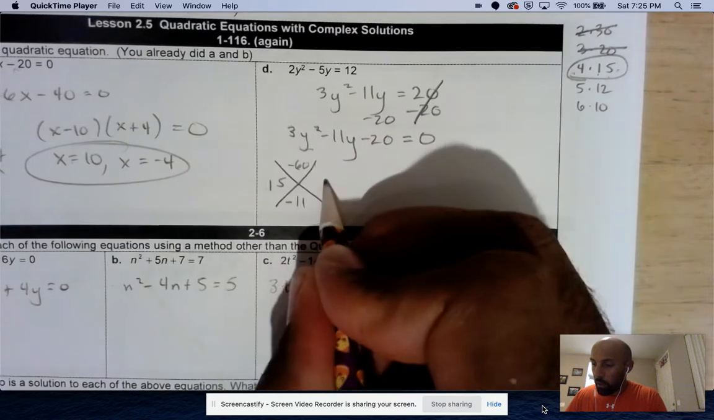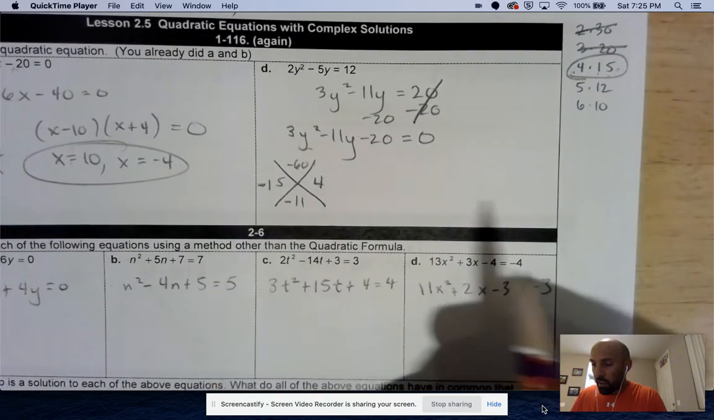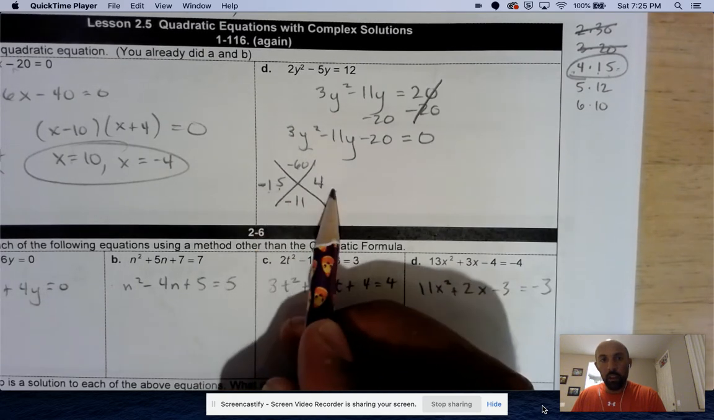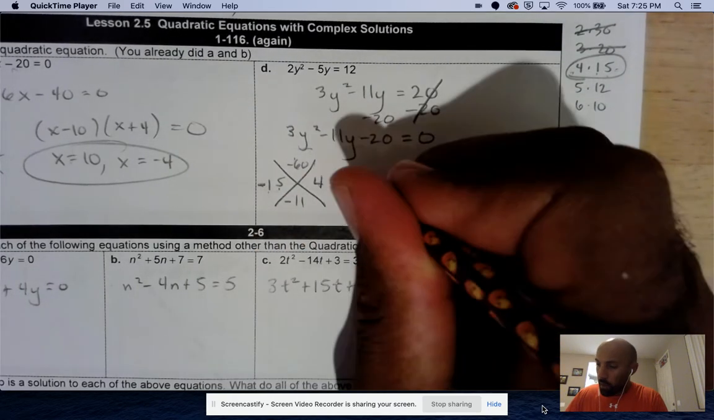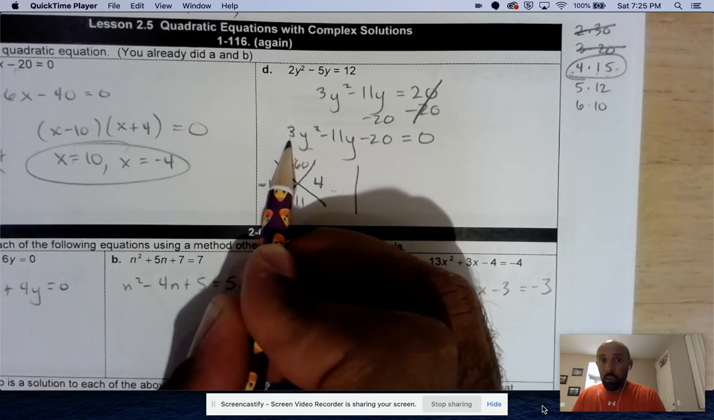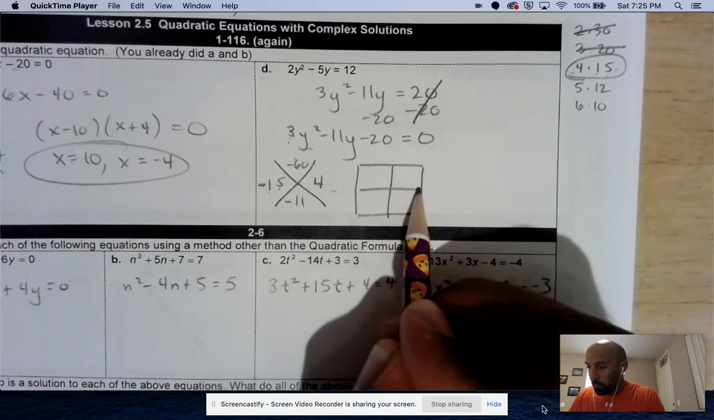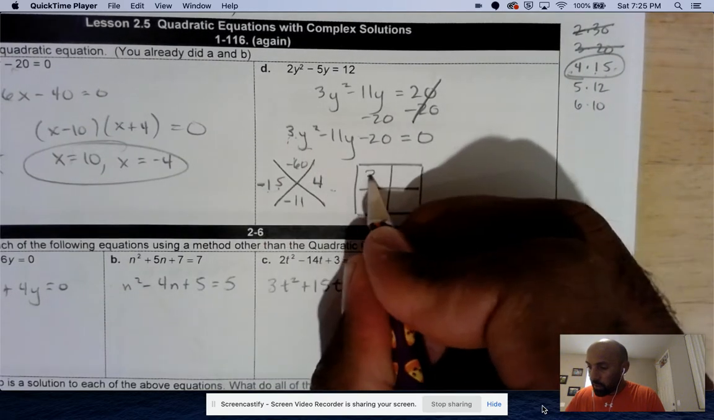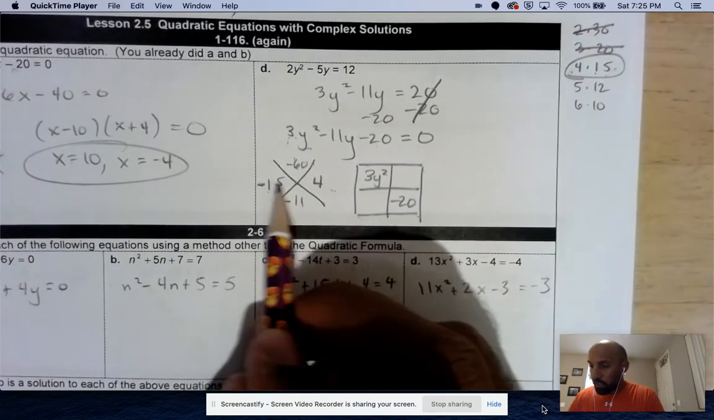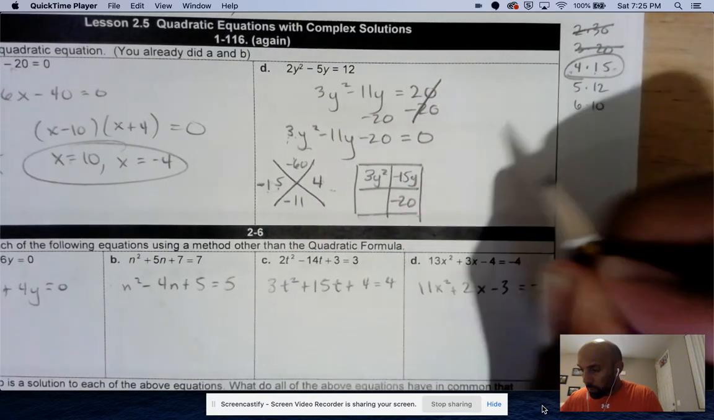So 15, 4, and then I want the bigger number to be negative. Negative 15 plus 4 is negative 11. Negative 15 times 4 is negative 60. So that works. So remember, now that we have a coefficient bigger than 1, we're going to have to use the box. So remember, the first term goes here. Last term goes in the last box. And then I take those two terms I found. And then remember, I want to add the variable to it.